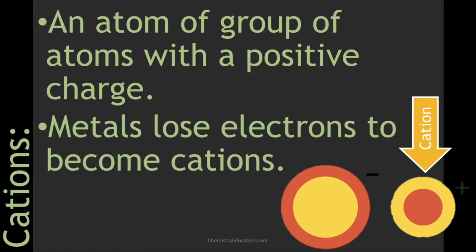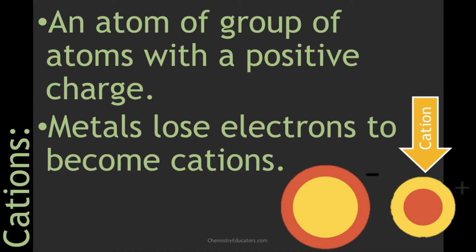Okay, cations. Cations are just positive ions. This is a cation. They're typically smaller than the negative ions, and they have a positive charge. So a cation is just a group or just one atom with a positive charge. That's it. A cation is a positive charge.